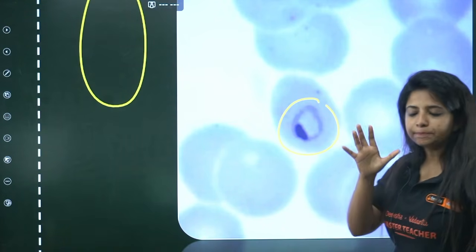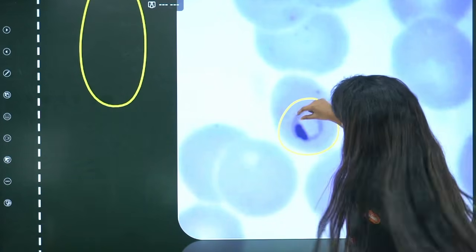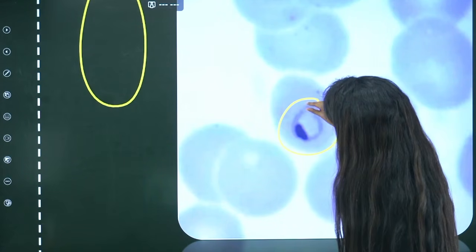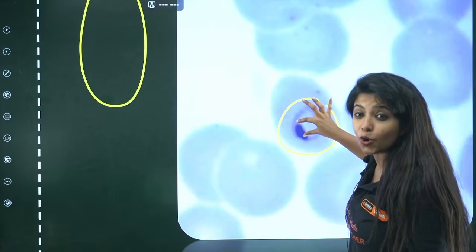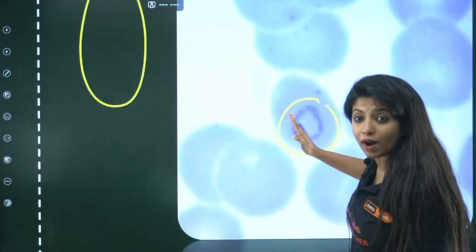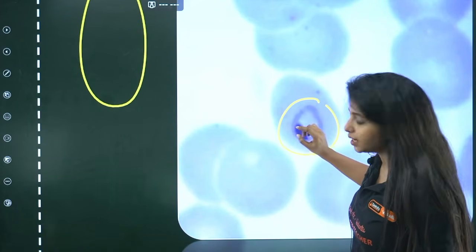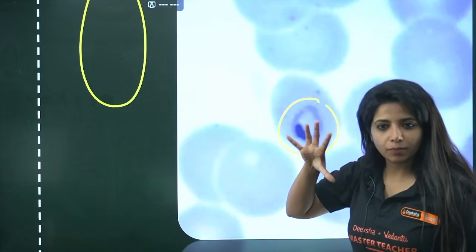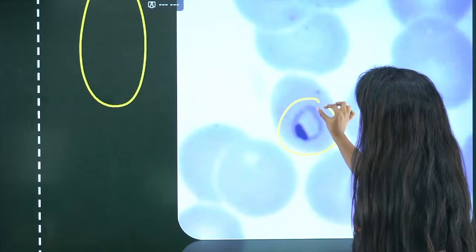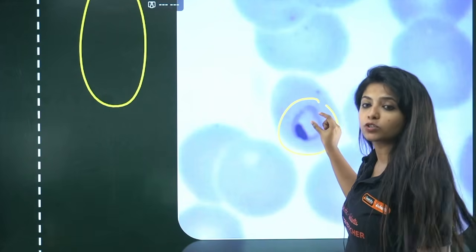So basically, what exactly is it? The Plasmodium's cytoplasm forms the ring. This is the cytoplasm of the Plasmodium. This is the nucleus of the Plasmodium. It is towards one side. Always remember, the nucleus will be towards one side. And this space that you see over here is the vacuole. So they have a very big vacuole. Surrounding the vacuole, you have the cytoplasm, and towards one side of the cytoplasm, you have the nucleus.